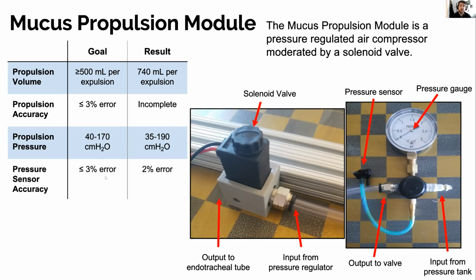The final requirement states that the pressure readings from the pressure sensor are accurate within 3% of the value set by the user. Again, this ensures the Googun is reliable enough to serve as testing equipment. The sensor in our system is accurate within 2% of the user set value.